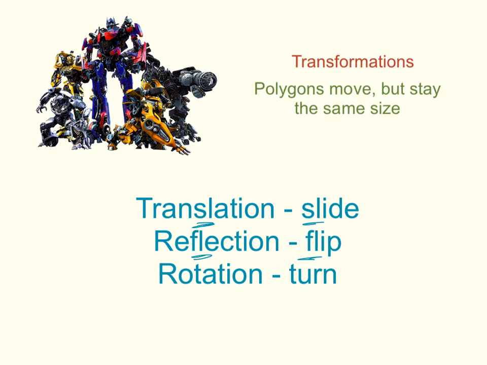There are three different forms of transformations. There's a translation, which just simply means it slides. There's a reflection, which simply means it's going to flip. There's a rotation, which means it's turned. Think rotation when we're talking about science, how the Earth rotates, it turns.